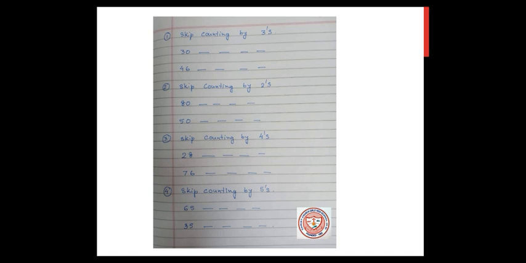Skip counting by 5s, 65 and 35. After 65 and 35, which numbers come?